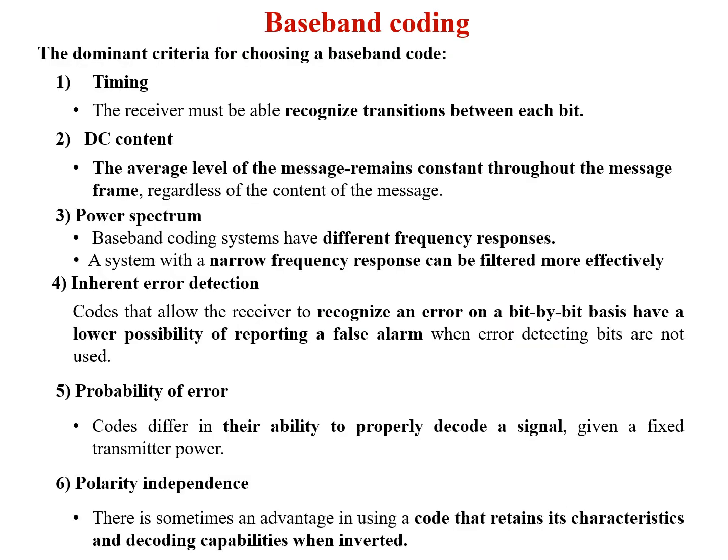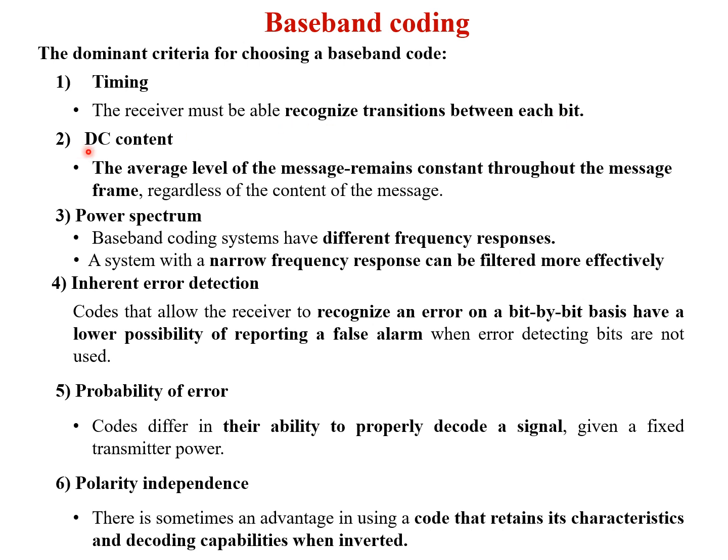Before going further, let us see the criteria for choosing a baseband code. There are six criteria to choose the baseband coding. One is timing. The receiver must be able to recognize the transition between each bit. So the bit transition must be independent of message content, that is, the transitions must be identifiable even for long strings of ones and zeros.